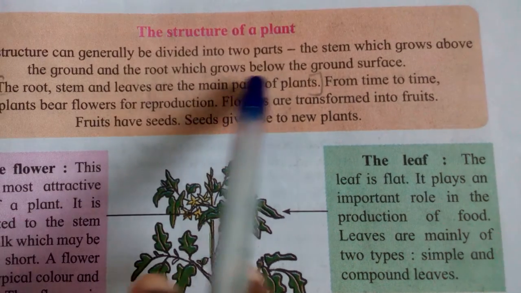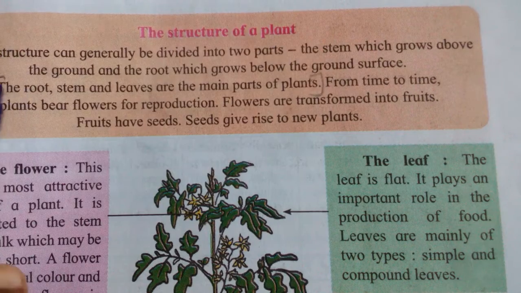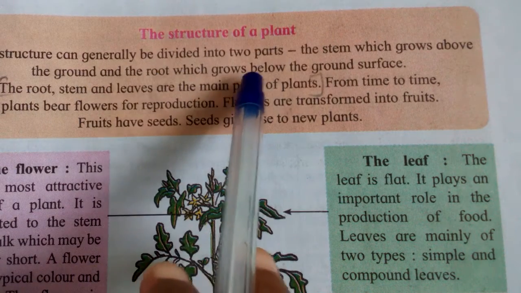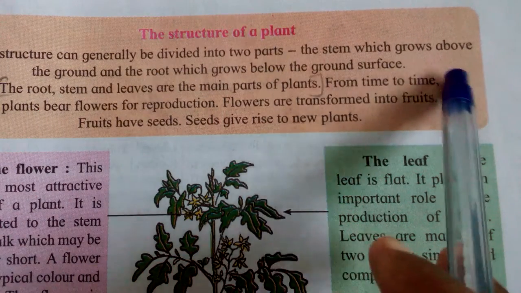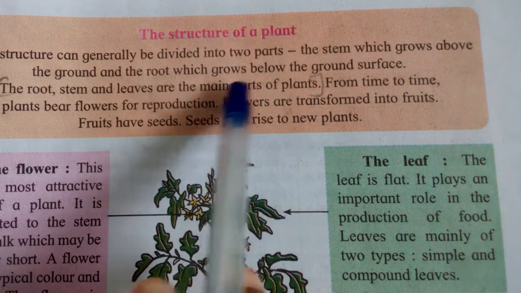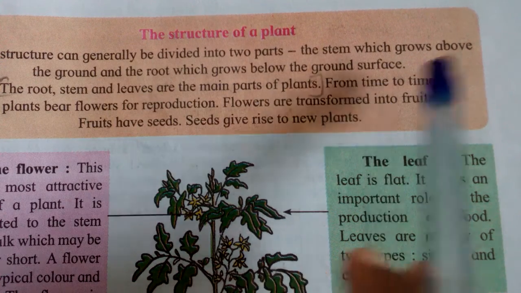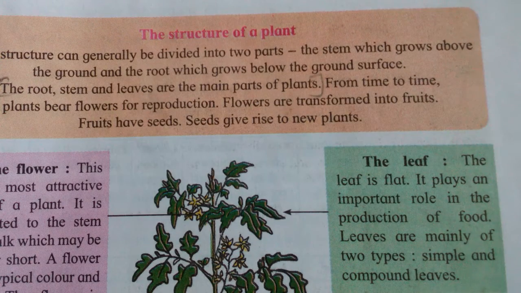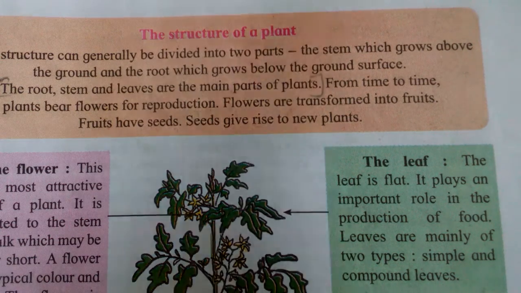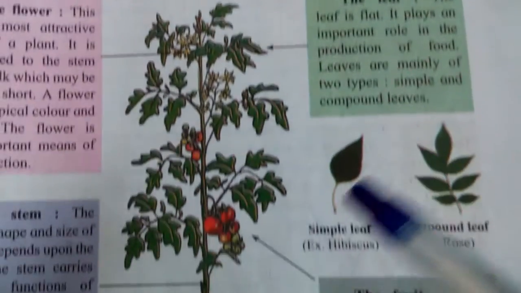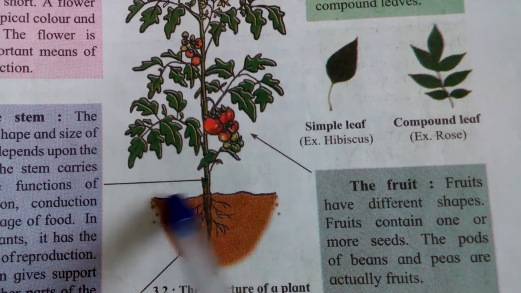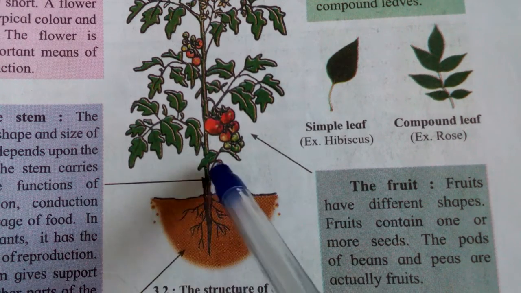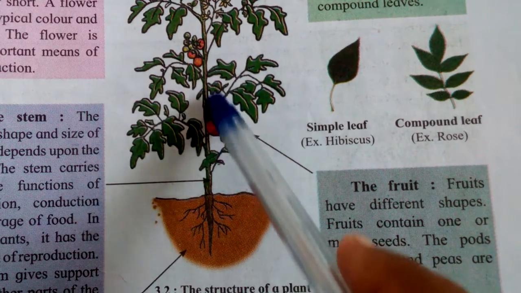First we see the structure of a plant. See, plant structure can generally be divided into two parts: the stem which grows above the ground and the root which grows below the ground surface. Correct? The roots grow under the ground, and the stem grows in an upward direction, means above the ground.